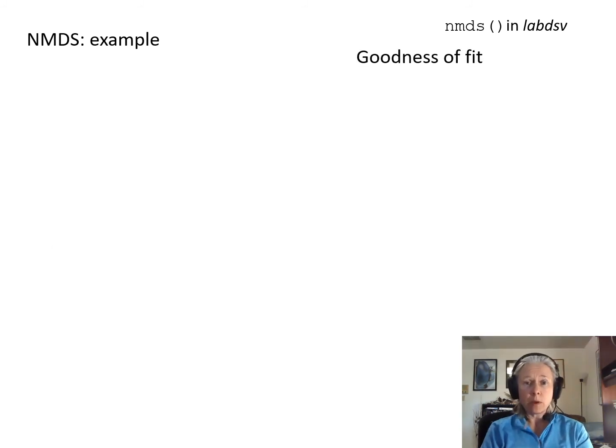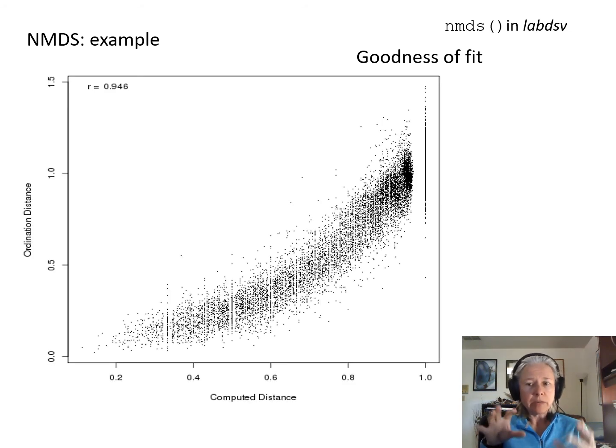To evaluate whether an NMDS is extracting stronger axes than expected by chance, a randomization test is done. We start by examining the correlation between the calculated dissimilarities and the plotted values. And after all, that's what it's trying to maximize. We can do that with LabDSV's ordcomp function, and we generate a stress plot like this. For the four-dimensional solution that I had in the online notes, this is the resulting plot. Notice the correlation coefficient here. It's 0.946, which is very strong.